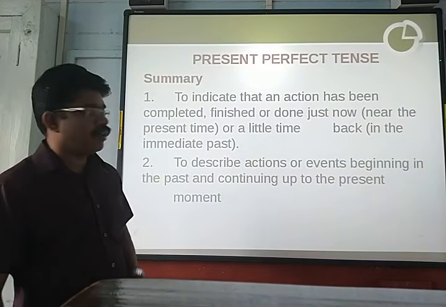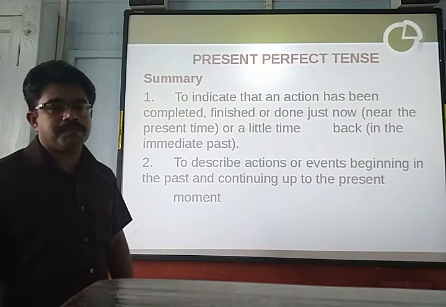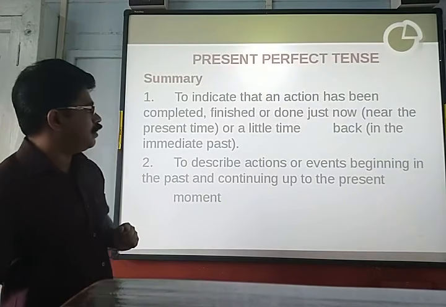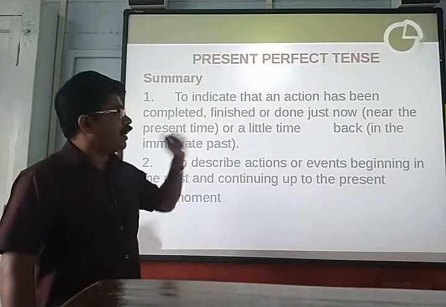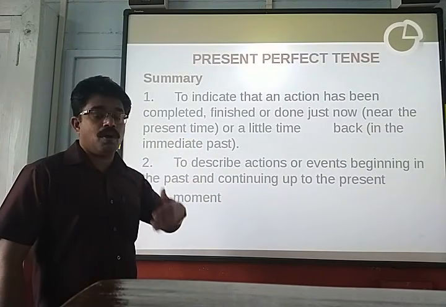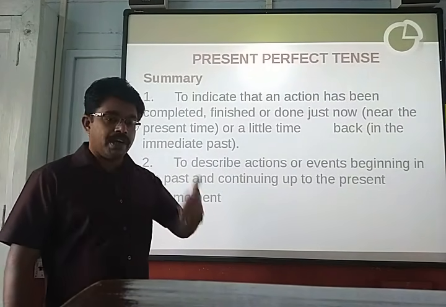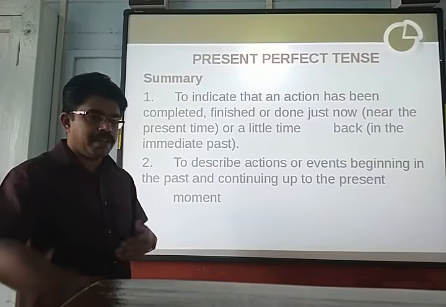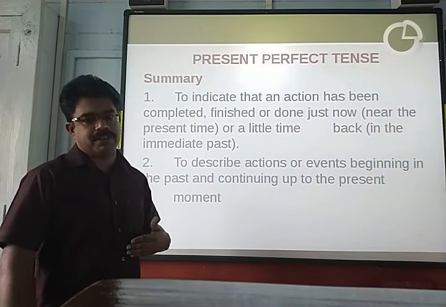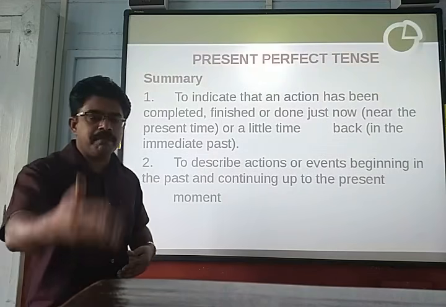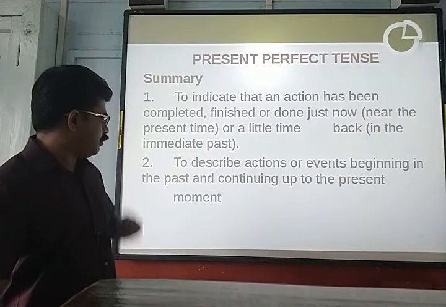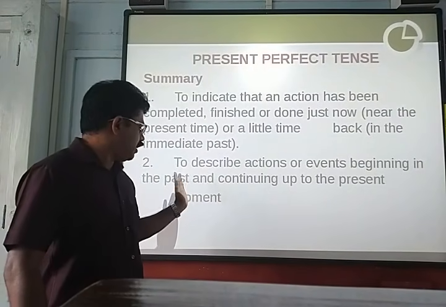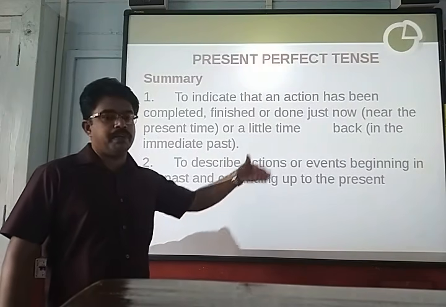So we talked about different usages of present perfect tense. Let's see what was the first usage we have learned: to indicate that an action has been completed or finished or done just in the near past, maybe immediately. We have just completed an action, completed in the immediate past. Then we said to describe actions or events beginning in the past and continuing up to the present.